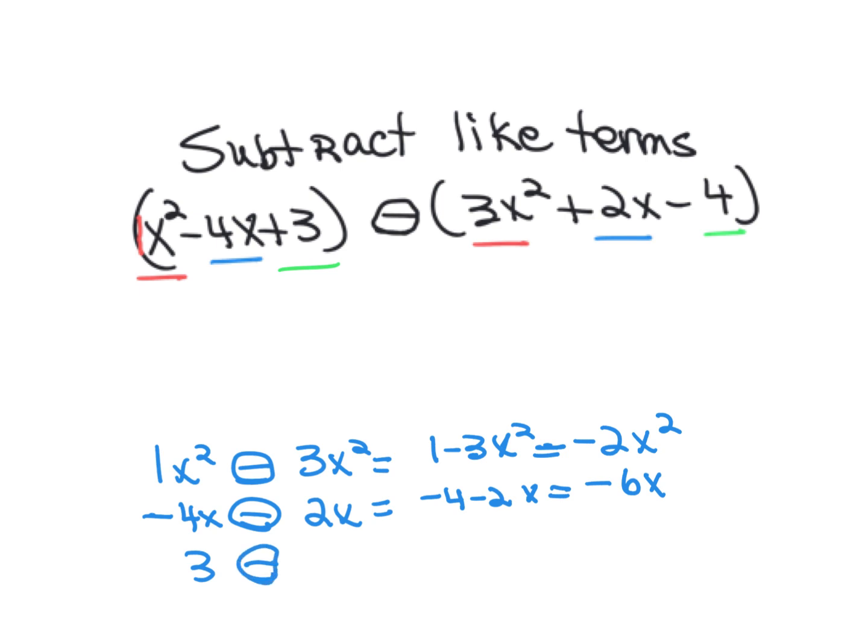On the green underlined terms, I have 3, and it is subtraction, and I'm subtracting the term in the second parentheses, which is negative 4. So I type into Desmos 3 minus negative 4, which is positive 7. To get my answer, I'm going to bring those parts back up. I have negative 2x squared minus 6x, because that was a negative 6x. The 7 is positive, therefore it is plus 7.